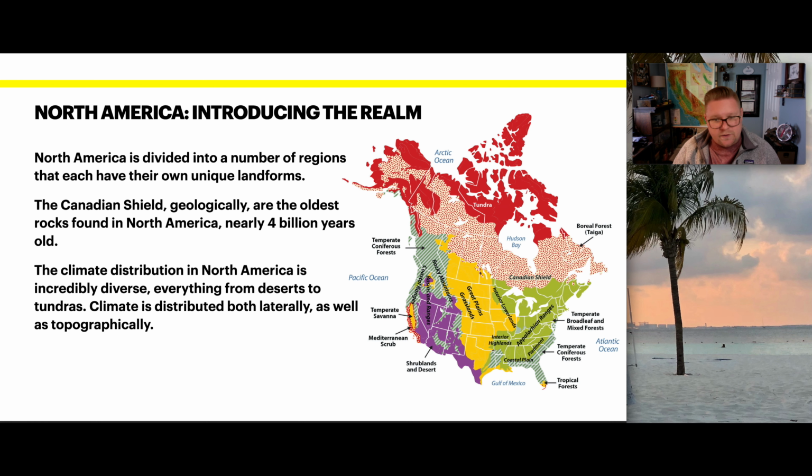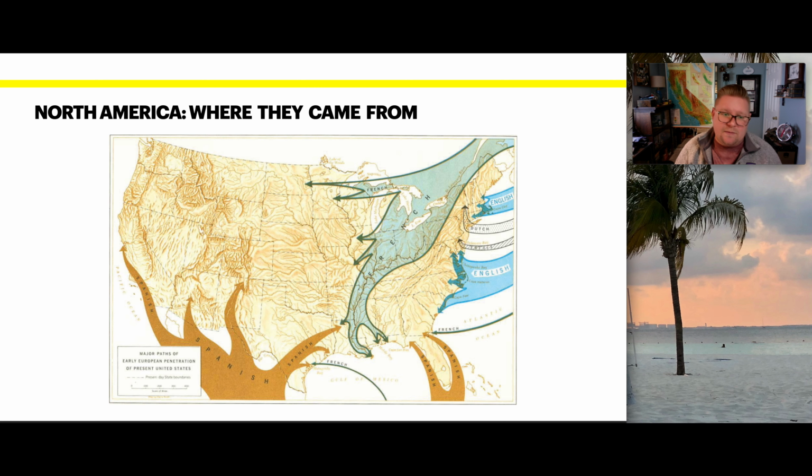Moving forward, we can also look at really where these people came from. Obviously, this diagram does not take into consideration the indigenous individuals that had already been in, as an example, the United States at that time, but it's more looking at the influx of migration of where these people had come from. As you can see, major paths of early European penetration of the present United States. What's interesting is that whether you understand the image or not, we can certainly reflect on the names of the regions and places that are there.